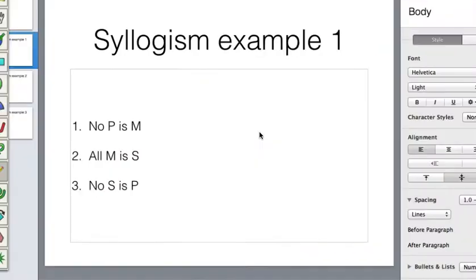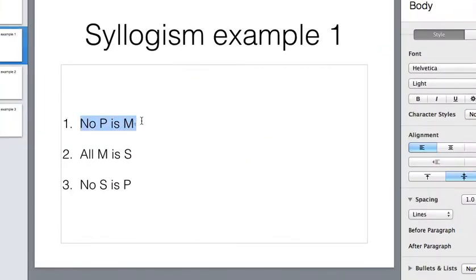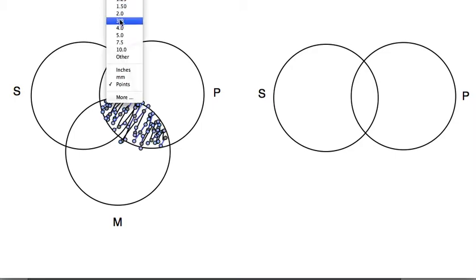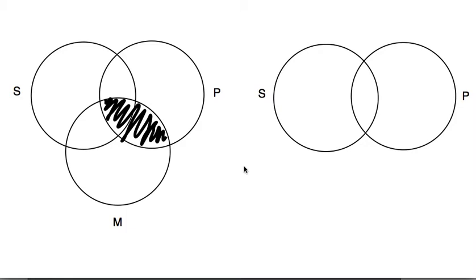So what was our first statement? It was no P is M. Right? So let's do that one first. No P is M. So that means in the intersection of P and M, which is right here, we've got to cross out anything in that intersection, which I'm going to clumsily do with this freehand pen here because I don't have any other way to do it right now. There you go. That represents no P is M.